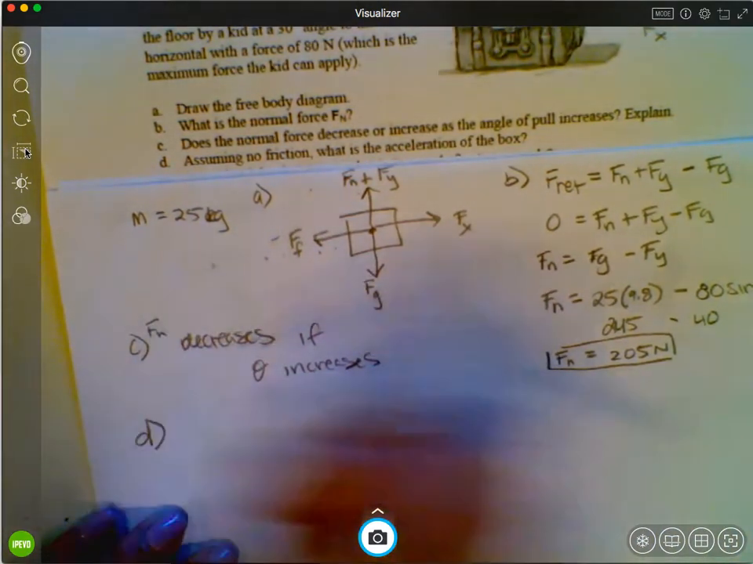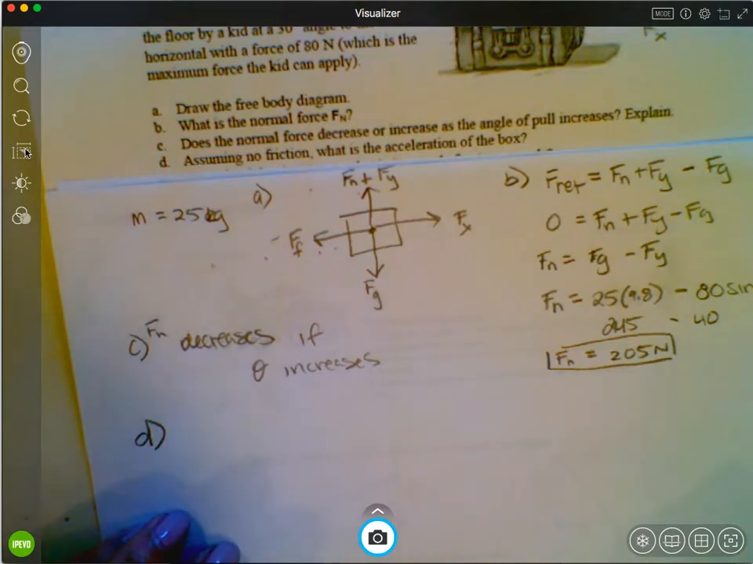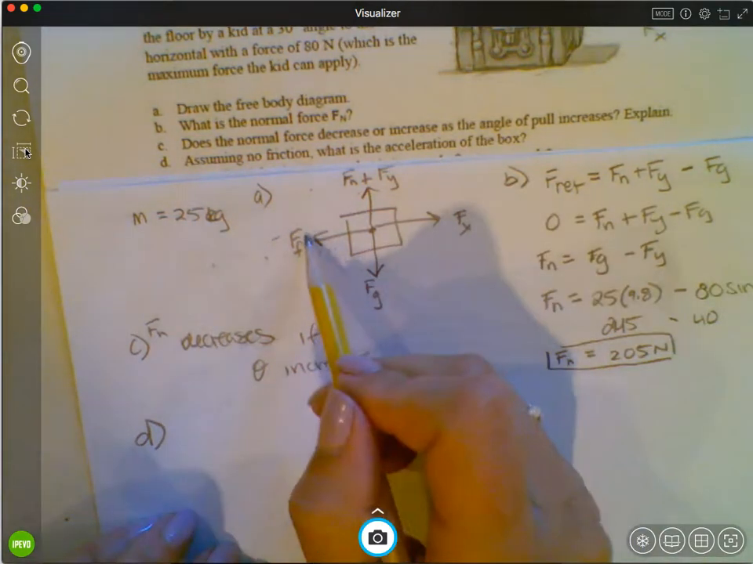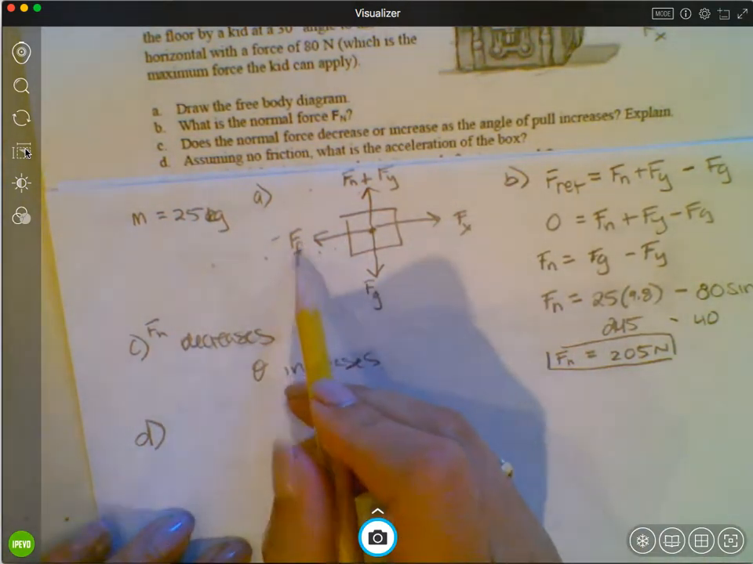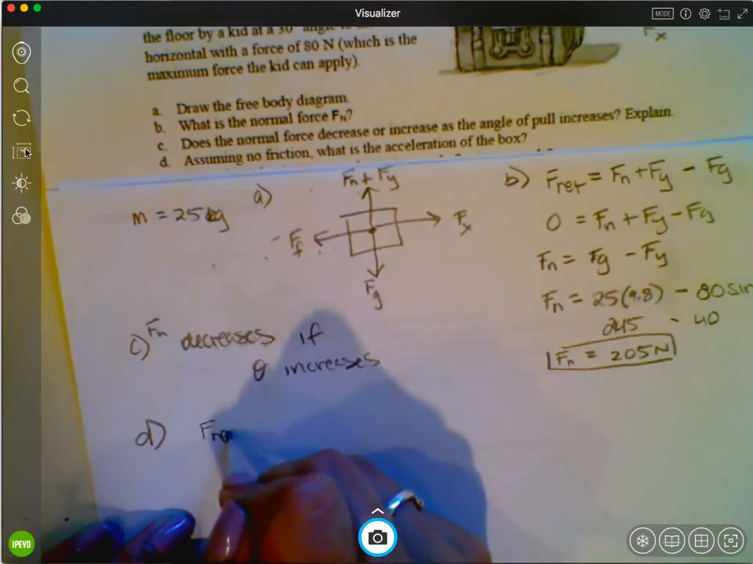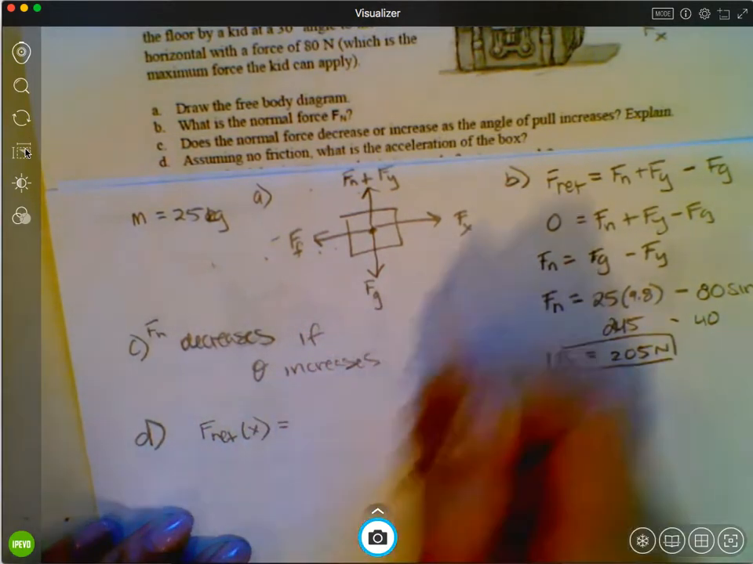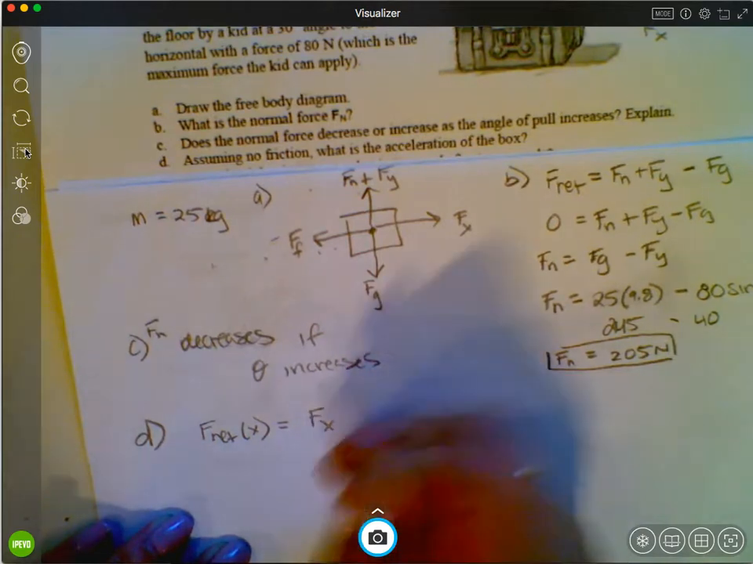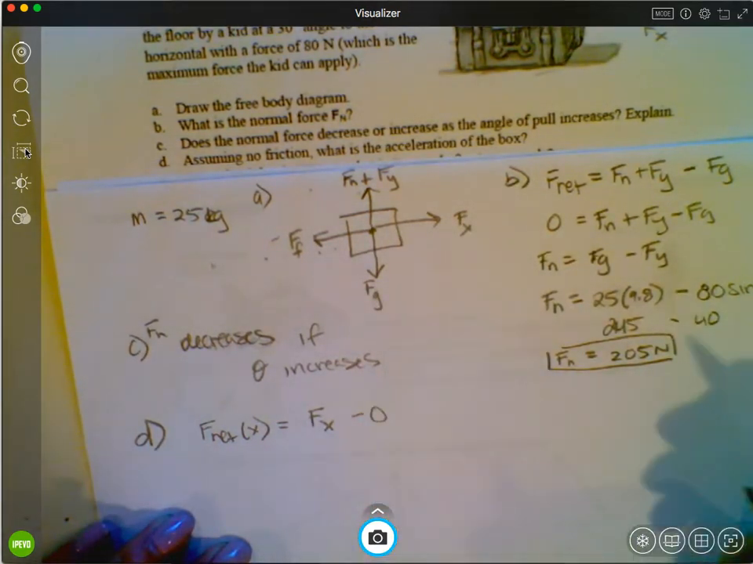Part D. Assuming no friction, what is the acceleration of the box? Okay, so let's assume that friction is 0 here. Then the net force in the x direction would just be the positive minus friction, which would be 0.